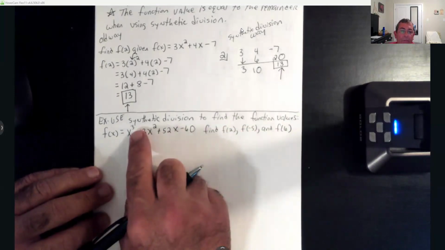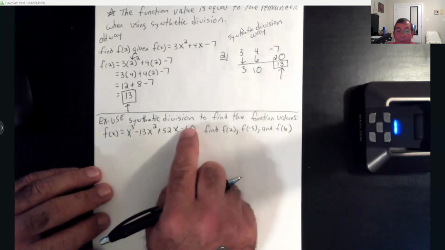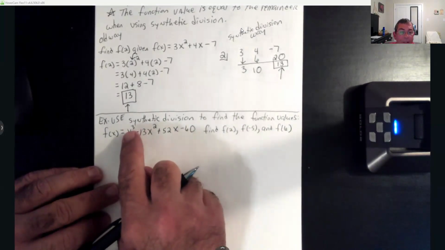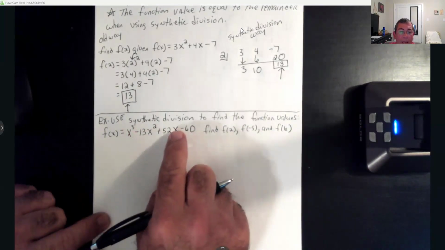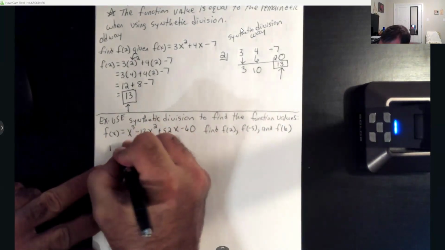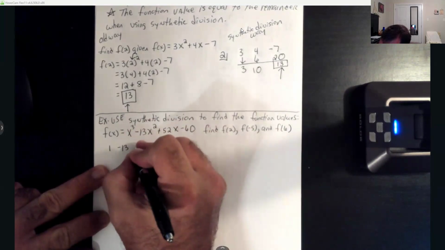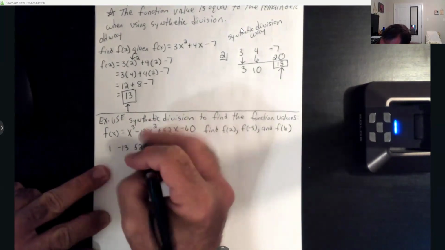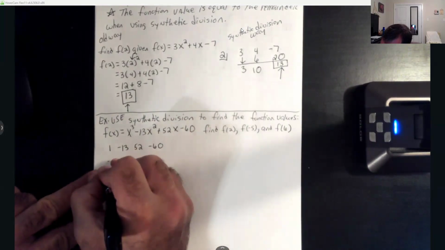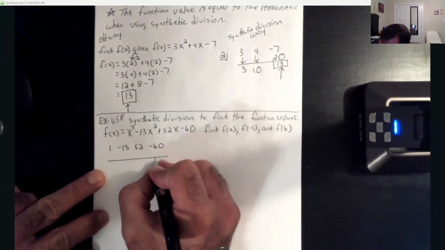I'm using the same coefficients every time though, okay? So let's see, nothing's missing. x cubed, x squared, x, and a number. So I got a 1, -13, 52, and a -60. I'm going to leave me a little space and draw my line.